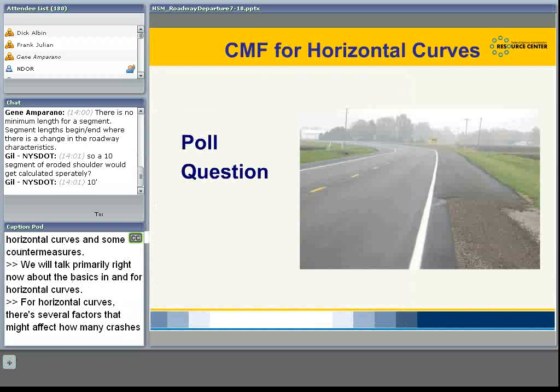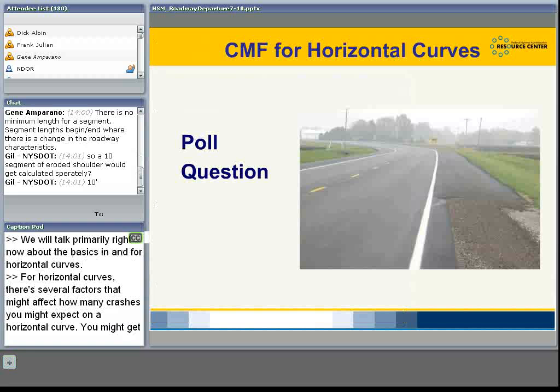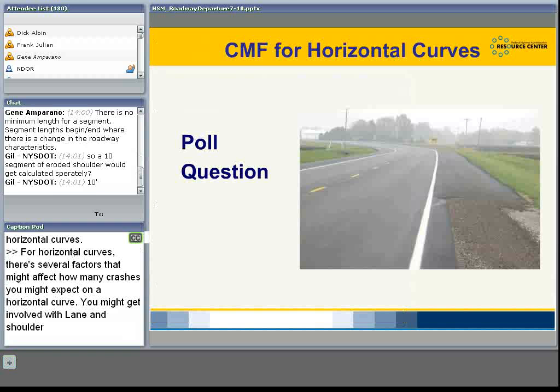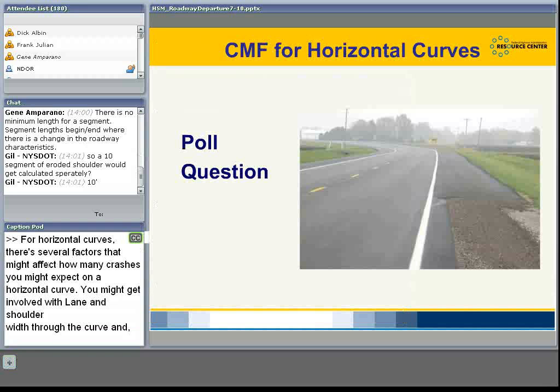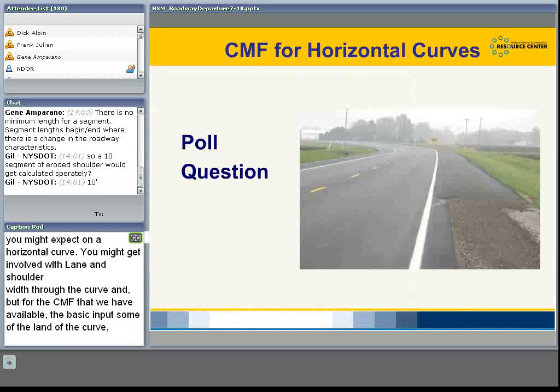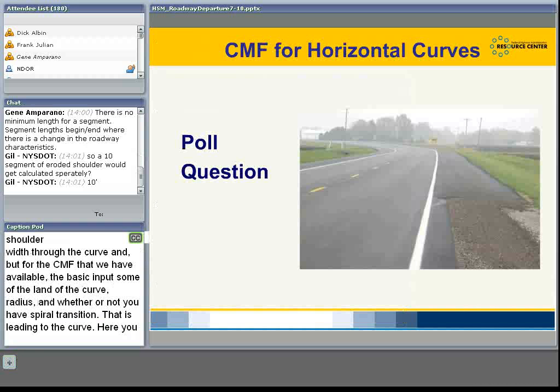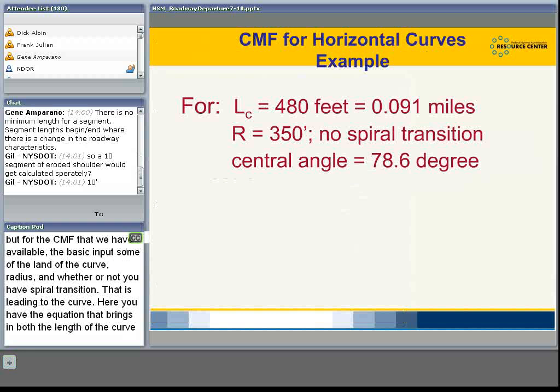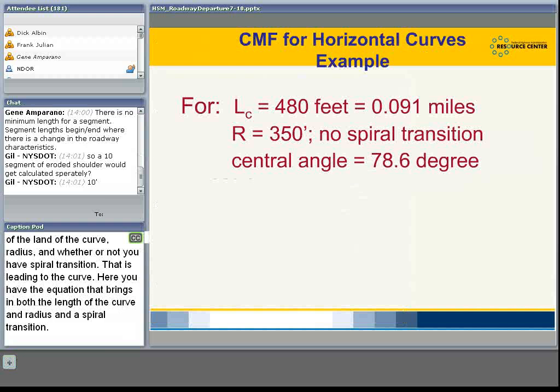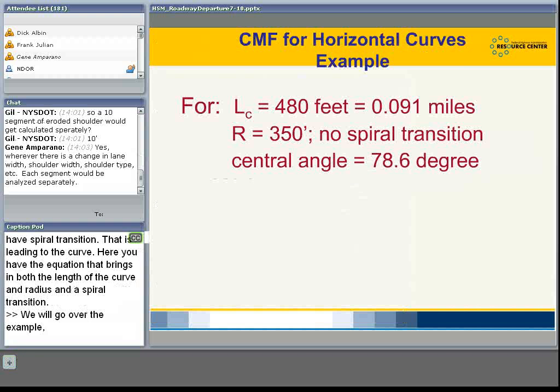So for horizontal curves, there's several factors that might affect how many crashes you might expect on a horizontal curve. You might get involved with lane and shoulder widths through the curve and things along those lines. But for the CMF that we have available to us, the basic inputs are the length of the curve, the radius of the curve, and whether or not you have a spiral transition leading up to the curve. And so here you have the equation that brings in both the length of the curve and the radius and the spiral transition.